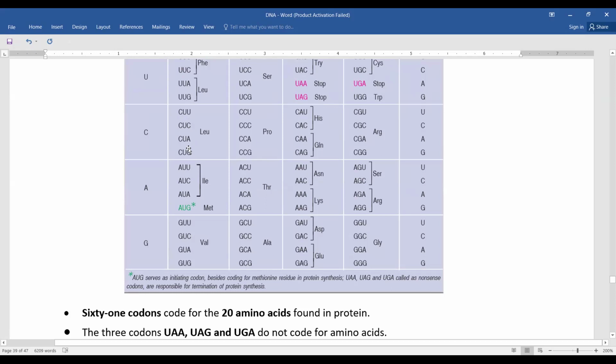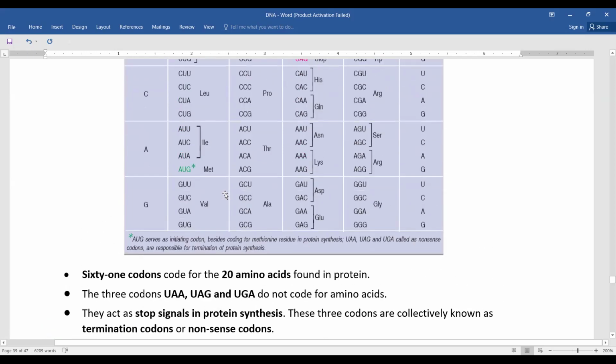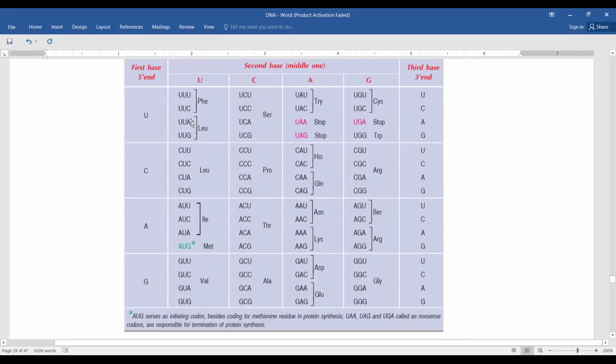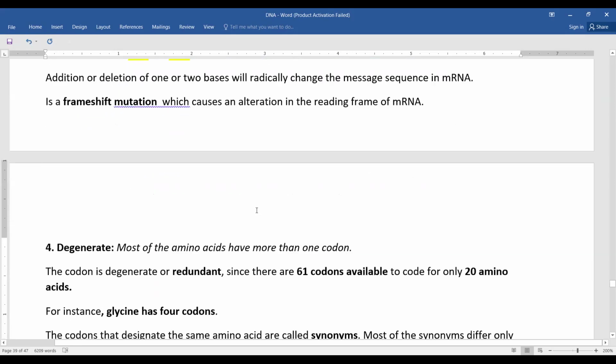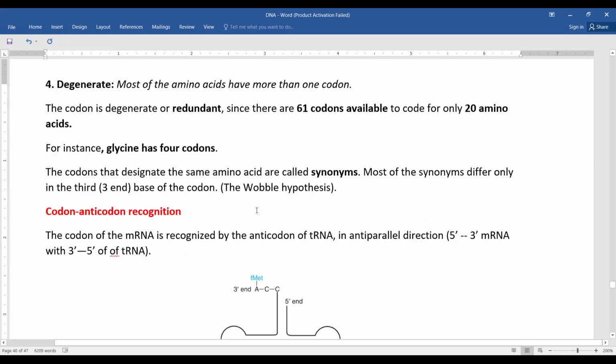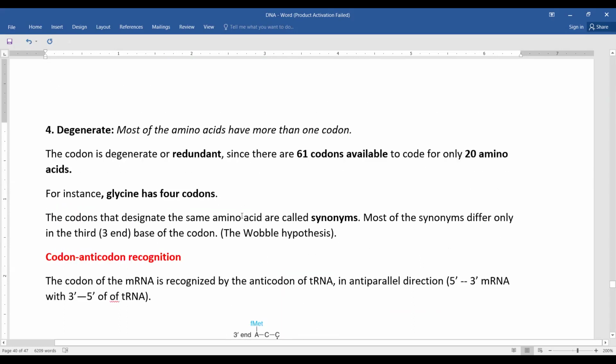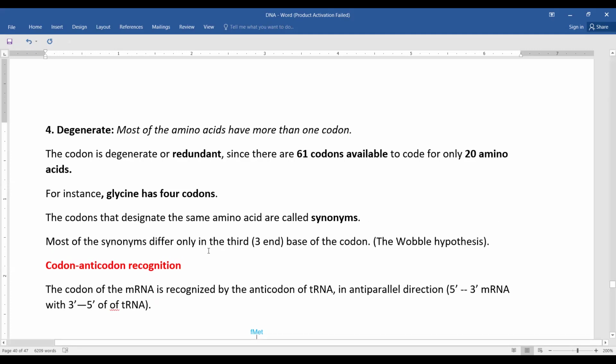ఓకే, సో మోస్ట్ ఆఫ్ ద టైమ్స్, నాట్ ఫర్ ఆల్, ఇందాక 6 ల్యూసిన్ చూసినట్లయితే ఇవి రెండింటికి థర్డ్ లెటర్ డిఫరెన్స్ ఉంటుంది, ఇవి 4కి థర్డ్ లెటర్ డిఫరెన్స్ ఉంటుంది. ఎక్సెప్ట్ దిస్, మోస్ట్ ఆఫ్ ద codons, synonym codons, they differ in last third base. That is called wobbling. Okay, that will come. Anyway, so that is about the degeneracy of the genetic code. The codons that designate the same amino acid are called synonyms. Most of the synonyms differ only in the third base of codon. That is called wobbling, or according to wobble hypothesis.